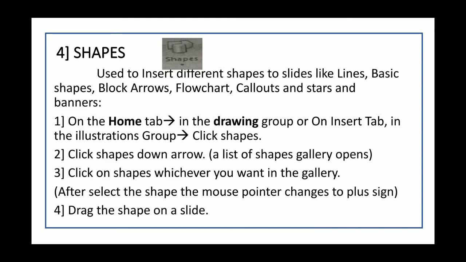Steps: on the Home tab, in the Drawing group, or on the Insert tab in the Illustrations group, click Shapes. Next step, click the Shapes down arrow. A shapes gallery opens, and the different shapes will be open on the screen. Whichever shape you want, you have to select from the gallery. Whenever you select the shape, the mouse pointer automatically changes to a plus sign. Okay, you can drag the shape on a slide. This is the steps to insert the shapes.